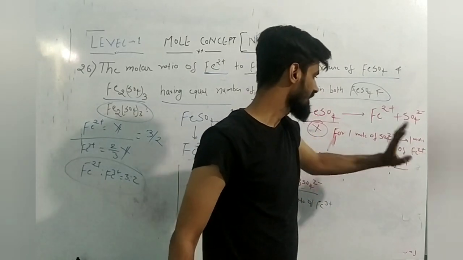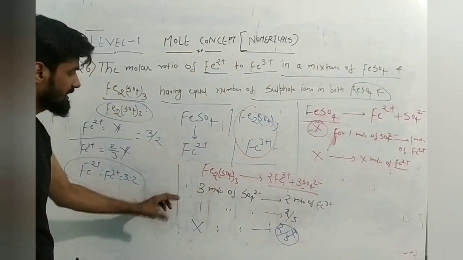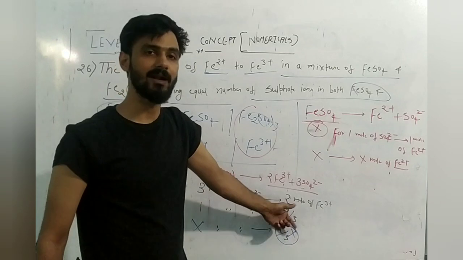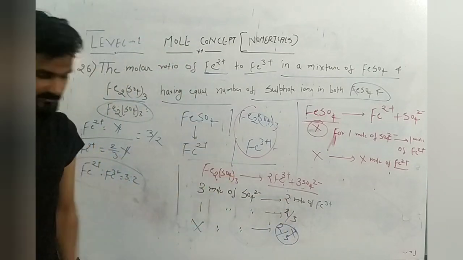So X mole of sulfate ions will be producing X mole of Fe2+. According to that, I have again broken Fe2(SO4)3 in this way, and again I have applied the unitary method. So in this way you have to proceed with this question. Okay, so just write down firstly.